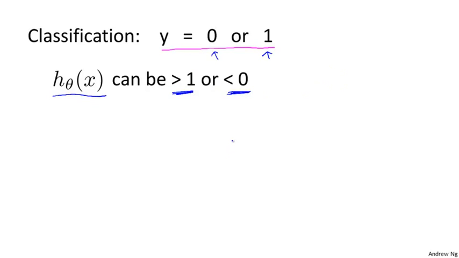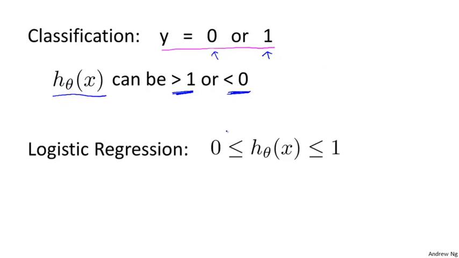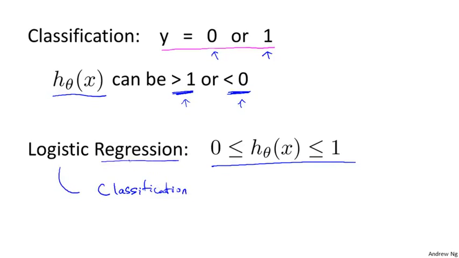So what we'll do in the next few videos is develop an algorithm called logistic regression, which has the property that the output, the predictions of logistic regression, are always between 0 and 1 and don't become bigger than 1 or less than 0. And by the way, we will use logistic regression as a classification algorithm. It's sometimes confusing that the term regression appears in its name, even though logistic regression is actually a classification algorithm, but that's just the name it was given for historical reasons. So don't be confused by that.